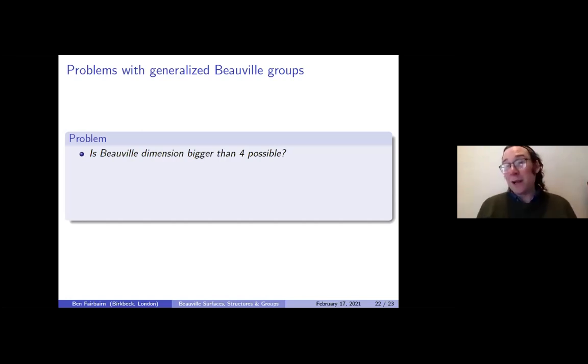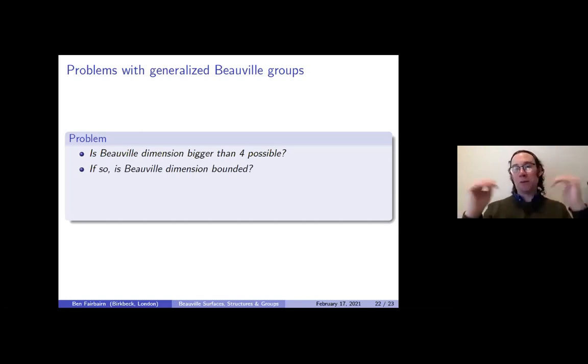But simultaneously, we can't prove that 4 is the upper bound. It could be that there are no higher dimensional things possible. We just don't know. If 4 is not the stopping point, could it be you can't get bigger than 5, or you can't get bigger than 6? Or could it be that your dimension can get arbitrarily large? Can you go on forever? We just don't know.